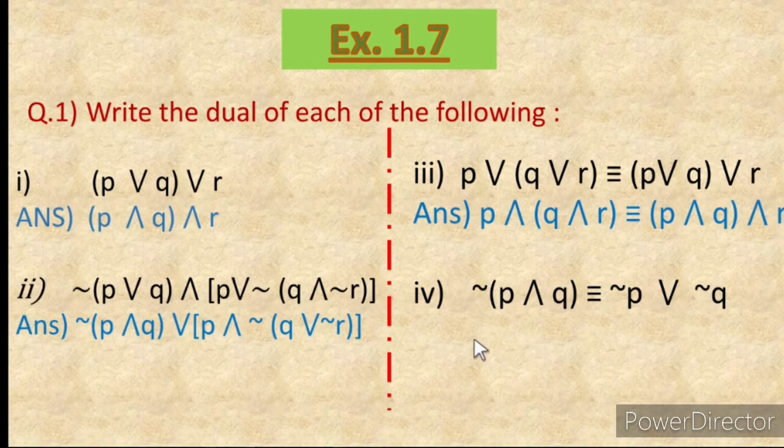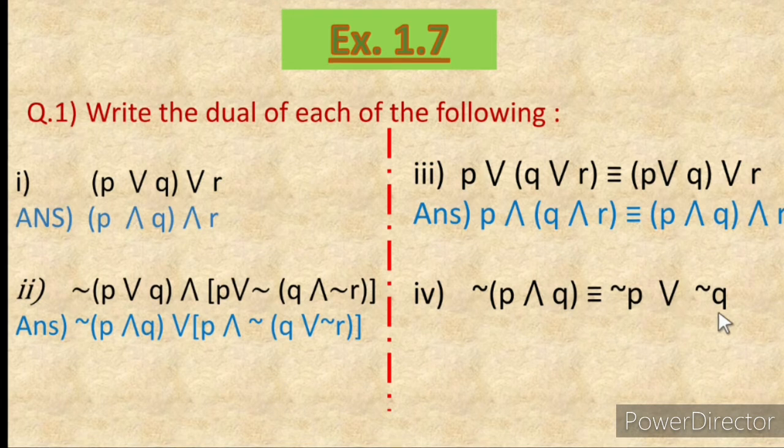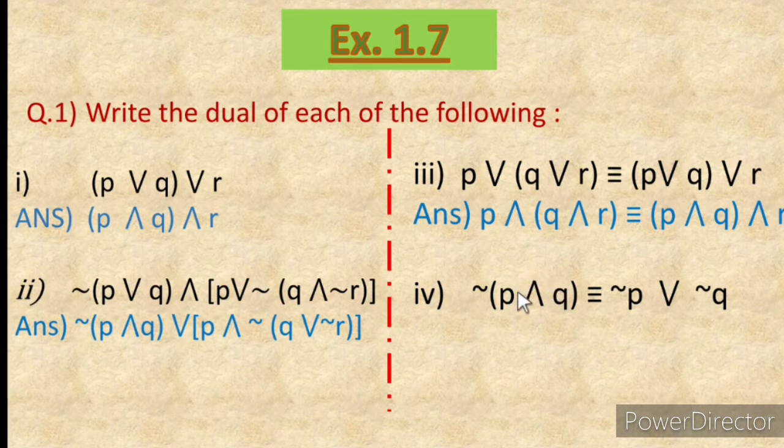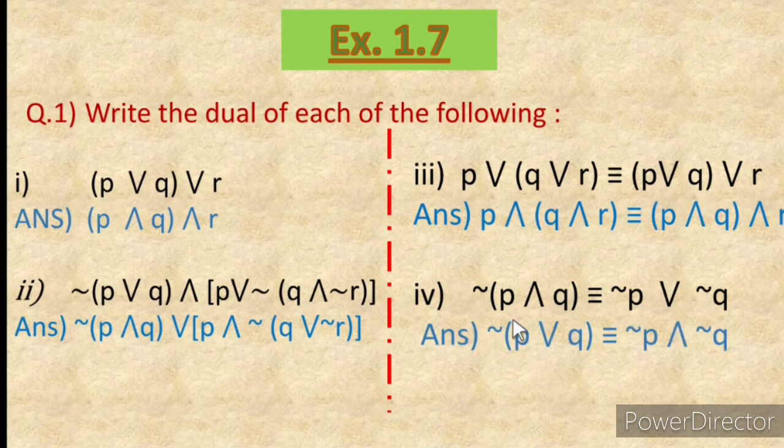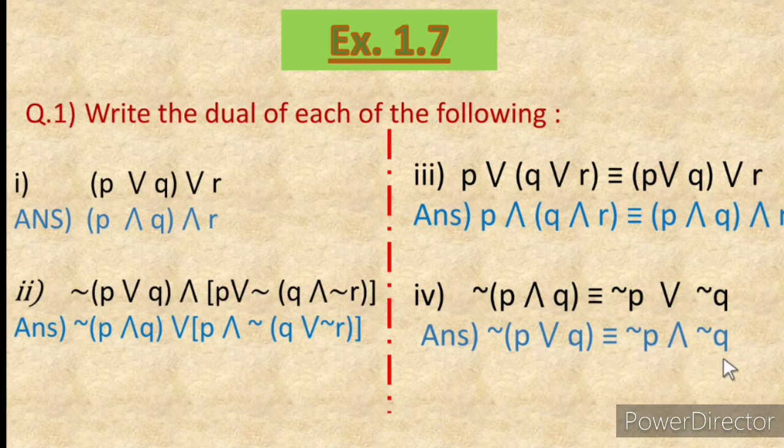Understood? The next one, negation of P and Q equivalent to negation P or negation Q. So, very simple, only this and connective will be replaced by or and or you will replace by and, rest of the part same. So, you get negation of P or Q is equivalent to negation P and negation Q. Clear? So, with this we finish question number 1.